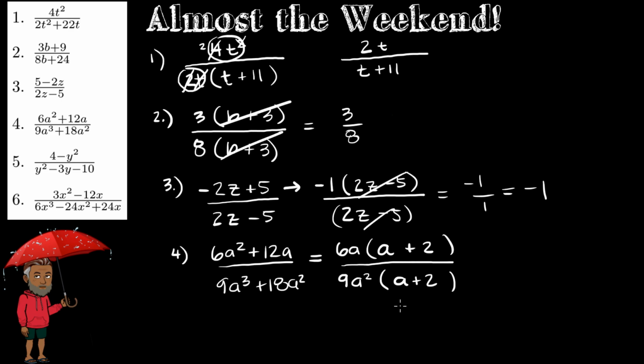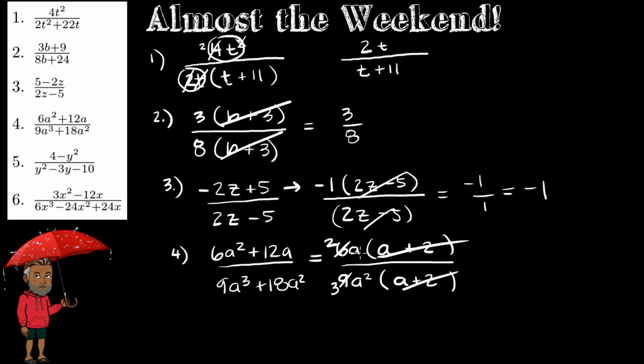Remember, monomials with monomials, binomials with binomials. The a plus 2's, those guys can cancel out. Now the 6a and the 9a squared. The 6 and the 9 can both be divided by 3. 3 goes into 6 2 times, and 3 goes into 9 3 times.